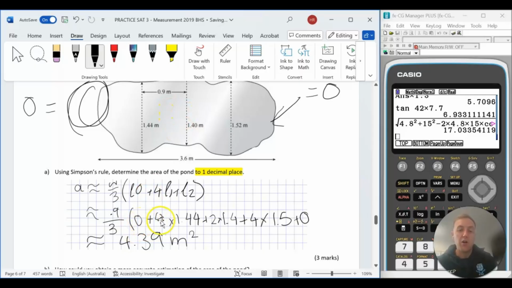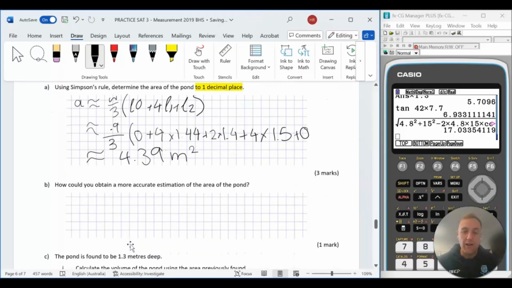Plus 0. So 0 plus 4 times 1.44, that's that first length, times 2 times 1.4 plus 4 times 1.5 plus 0 for that last offset. All right, that gives us 4.39 meters squared, but I didn't read the question, so it's 4.4 meters squared. How could you obtain a more accurate estimation of the pond?